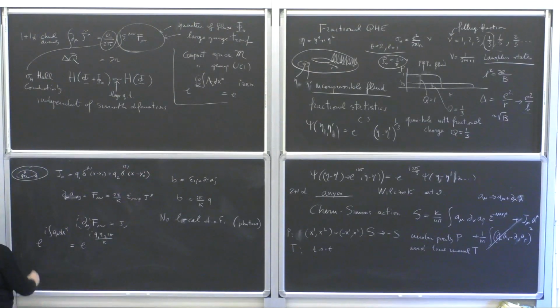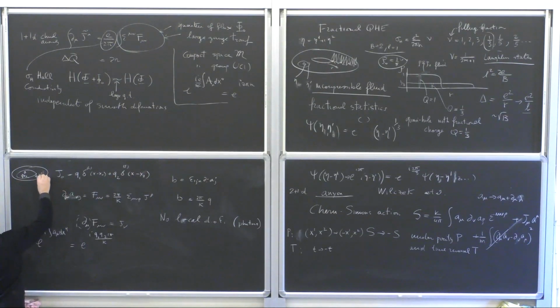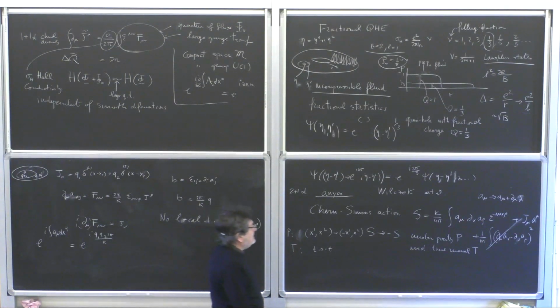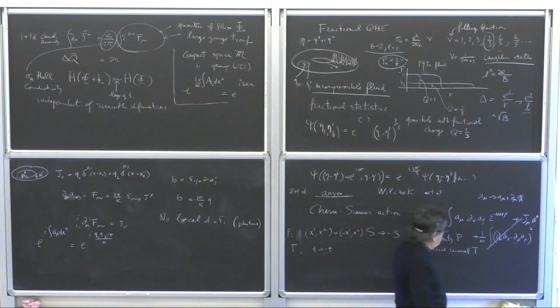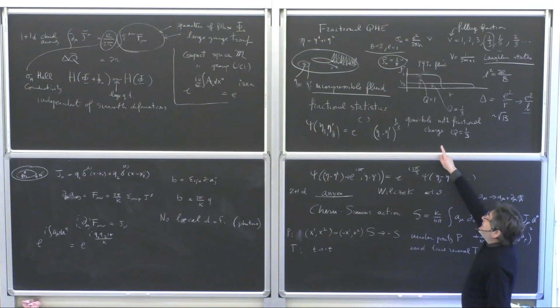In 2 points, x0 and x0 prime. Oh, x0, x1. And then you will see that there is a mixed term that gives you this. So this Chern-Simons theory is basically producing for you the expected properties that I was arguing from the Laughlin theory.